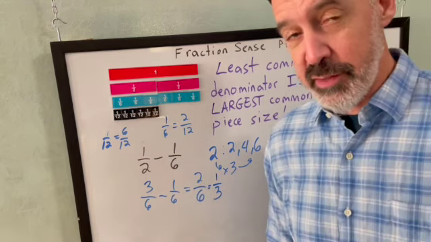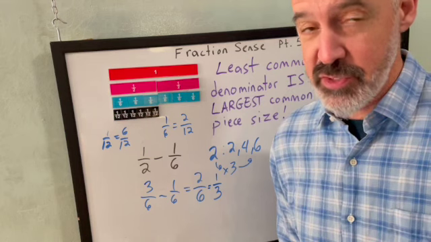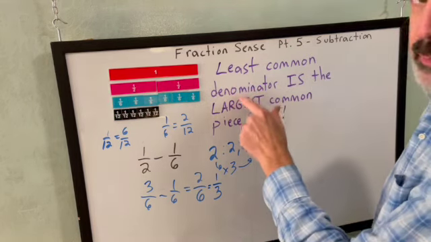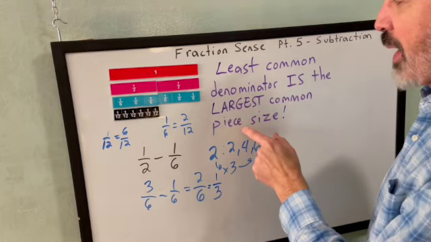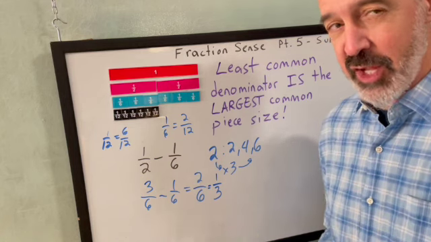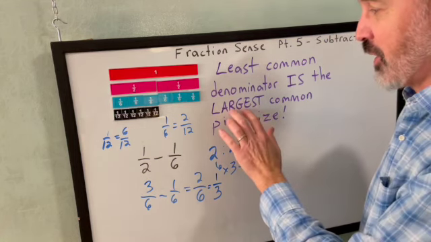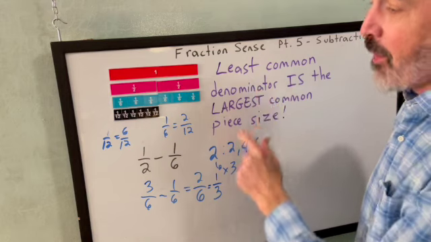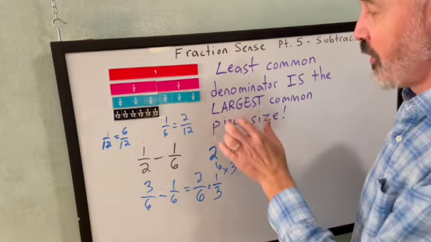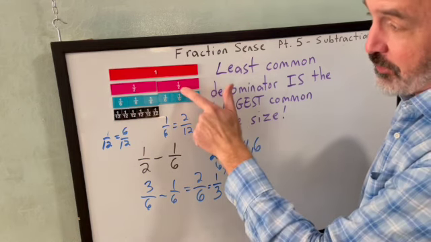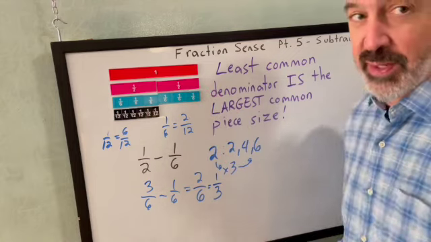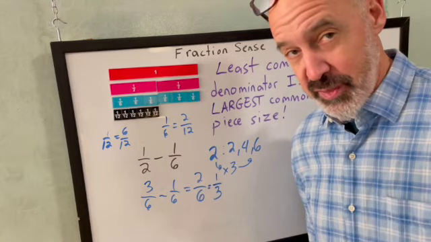I encourage you to continue subtracting fractions with your children, and this is important to understand. The least common denominator is actually the largest common piece size, which becomes very confusing to children when they're trying to think about this word least as actually being a large piece. Least refers to the denominator, and the smaller that number is, the larger the piece size is, right? Because 2 is less than 6, but this is a larger piece size. So that's a big stumbling block for kids.